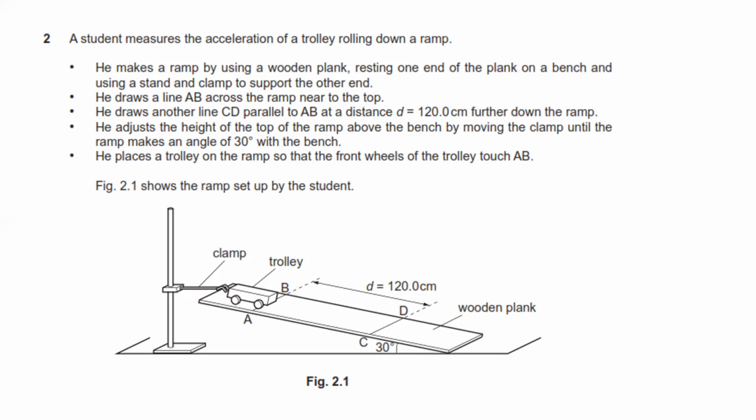down the ramp. He adjusts the height of the top of the ramp above the bench by moving the clamp until the ramp reaches an angle of 30 degrees with the bench. He places a trolley on the ramp so that the front wheels of the trolley touch AB. Figure 2.1 shows the setup of the ramp. So this is his setup. It has a trolley over here. The ramp is clamped here. AB line here, BC line this angle is 30, and the distance between lines AB and CD is 120 centimeter.